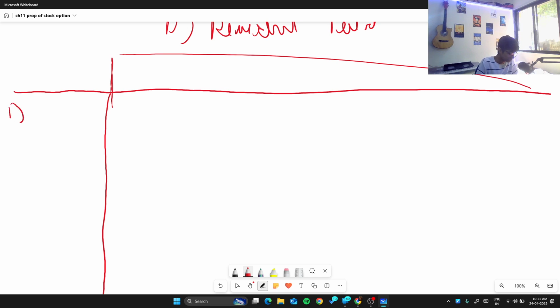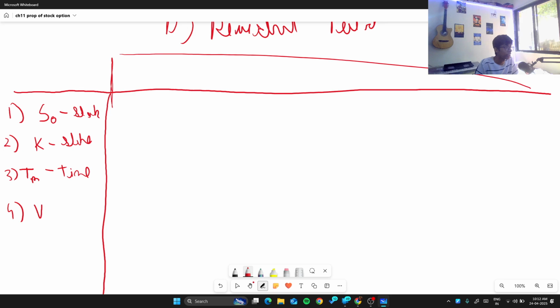So first is the current stock price, S0. Second is the strike price, K. Third is the time to maturity, T. Fourth is volatility, or sigma. Fifth is the risk free rate, or R. And sixth is the dividend paid, dividend announced, or the amount of future dividend, right?